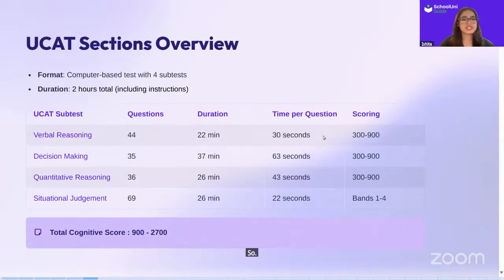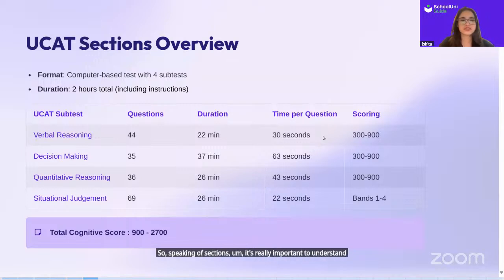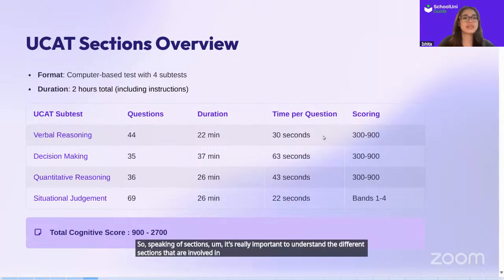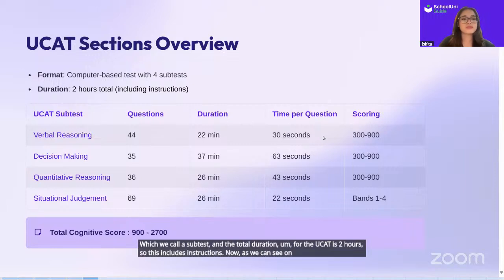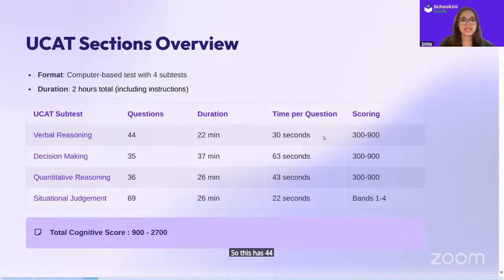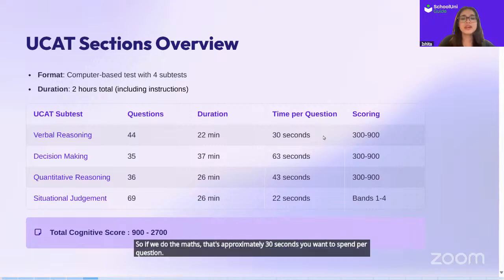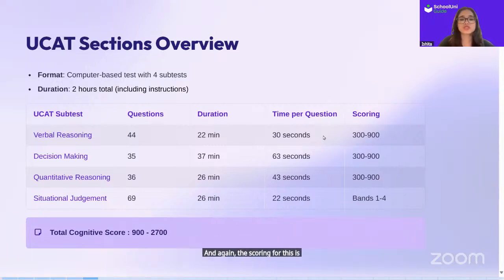Speaking of sections, it's really important to understand the different sections that are involved in this year's exam. The exam is a computer-based test, and it will test you on 4 core areas, which we call subtests. The total duration for the UCAT is 2 hours, which includes instructions. As we can see on the screen, there are 4 different tests. One is the verbal reasoning test. This has 44 questions allocated and the duration is 22 minutes. If we do the maths, that's approximately 30 seconds you want to spend per question. The scoring for this is between 300 to 900.